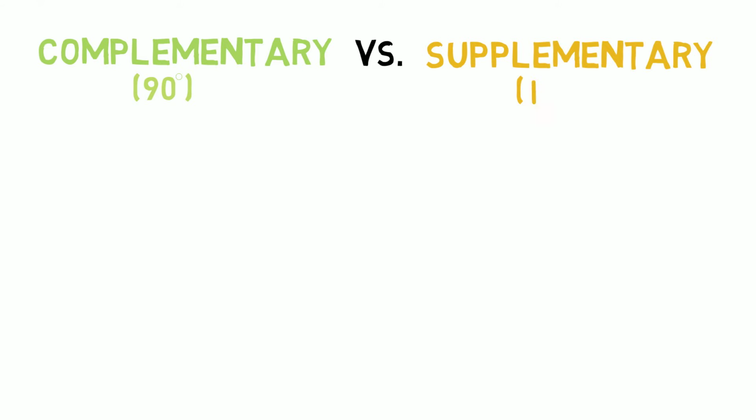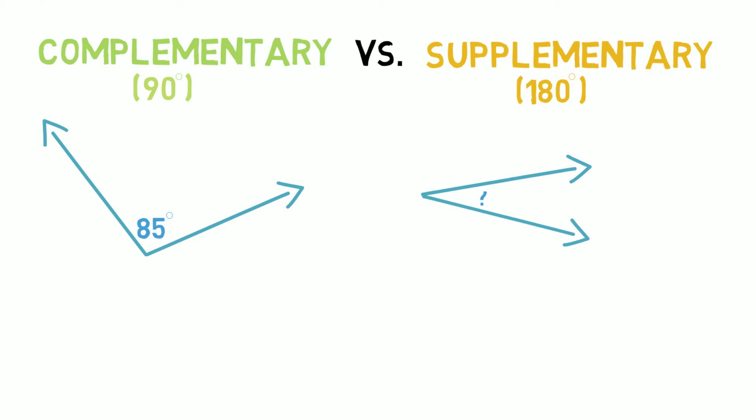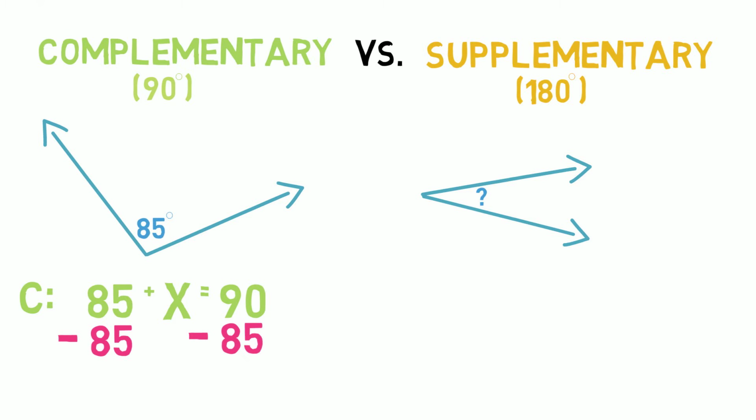Look at these two angles. One is 85 degrees, and we don't know the measure of the other. What degree would the other angle need to be in order to be a complementary angle with 85? Well, 85 plus some number equals 90. If we subtract 85 from each side, we find the angle has to equal 5 degrees in order to make a complementary angle with 85.